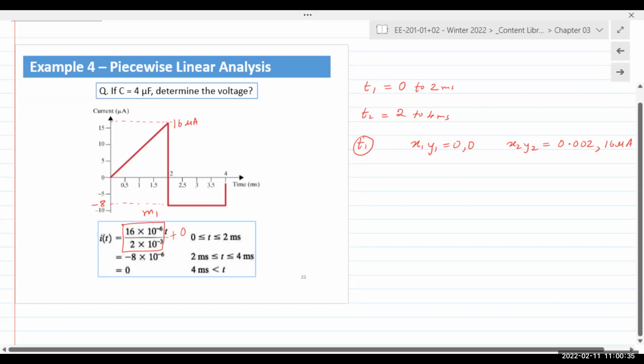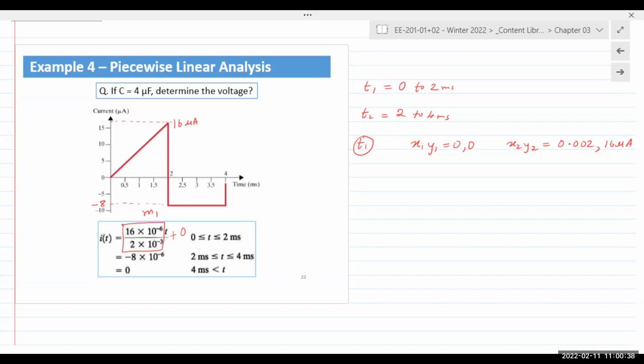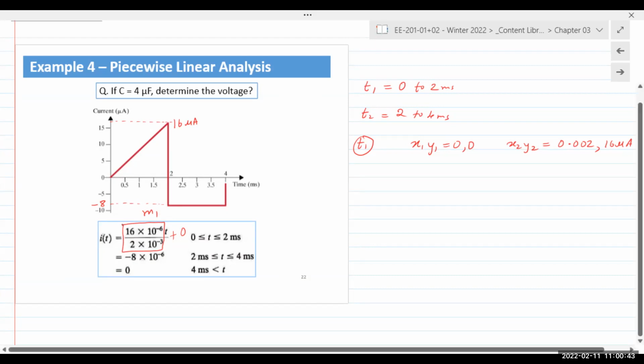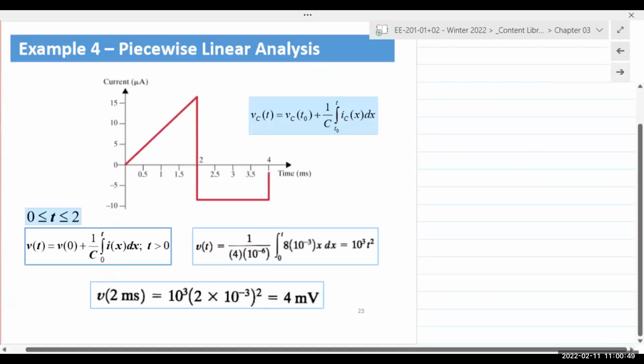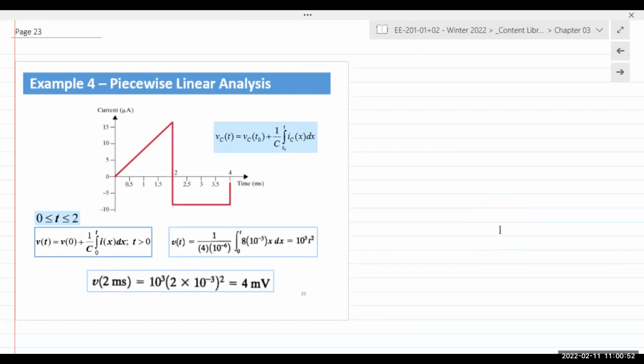Does that make sense? I know I'm going a little bit fast, but hopefully students can review the video. We just find the coordinates, the endpoints of the line, write the equation of the line, and apply it to our standard expression: 1 over c times the integral from 0 to t of I of x dx. Here the variable is changed. The x has no meaning beyond the change in variable. That's all. Plug in the values. Capacitor is 4 microfarads.